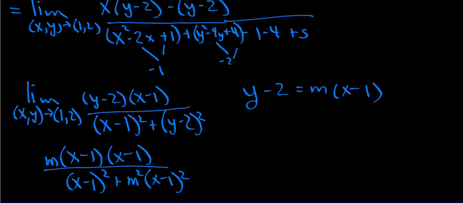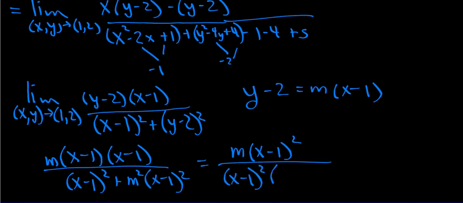Now I've got m times x minus 1 squared. And down here, I factor out the x minus 1 squared. And I've got 1 plus m squared. Those cancel. And now this limit, if I go along that path, my limit depends on m over 1 plus m squared. In other words, it depends on the slope I choose. Okay.